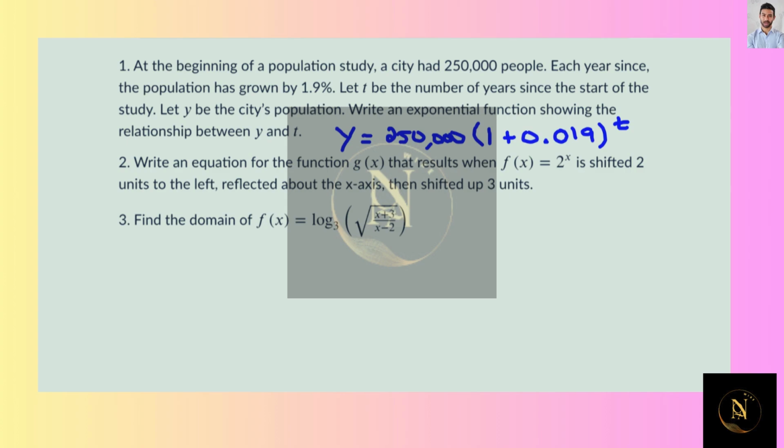Number 2, write an equation for the function g of x that results when f of x equals 2 to the x is shifted 2 to the left. Left is inside the function. So now g of x from that left 2 would be 2 to the x plus 2. That's going left 2. It's always opposite. And then reflected about the x-axis would be a negative out front. And then shifted up 3 would be plus 3 outside at the end.